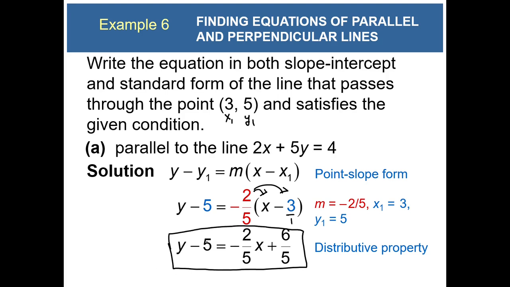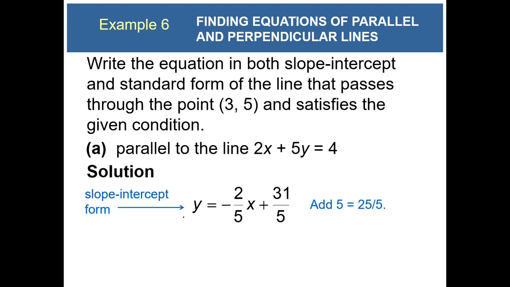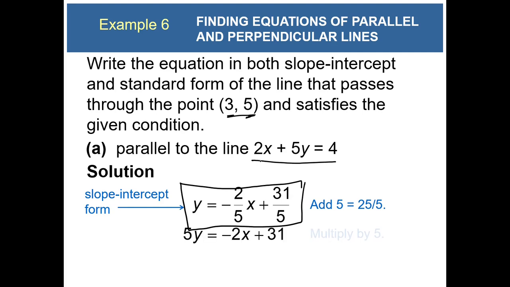We can go a step further by simplifying it. If we wanted to, you would just have to add the 5 to both sides. If I add the 5 to both sides, I have y equals negative 2/5 x plus 31 over 5. And this is our solution of a line that is parallel to the equation 2x plus 5y equals 4 and goes through the point 3, 5.